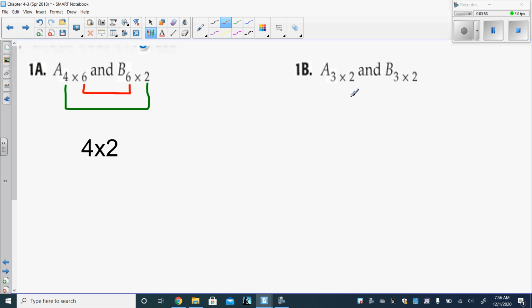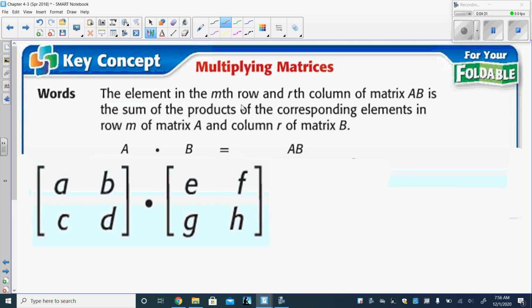Now looking at the next one, again, A times B, columns of the first, rows of the second. Well, these don't match, so I can't multiply them. Now we could try it the other direction, B times A. Let's switch it. If B was first, columns of the first, rows of the second, those don't match either, so they don't multiply either way. And that's all we have to do.